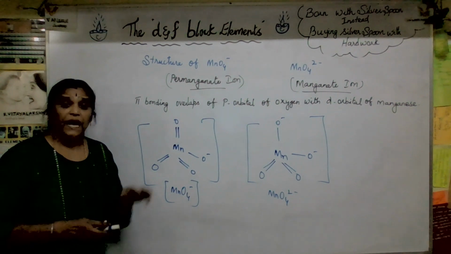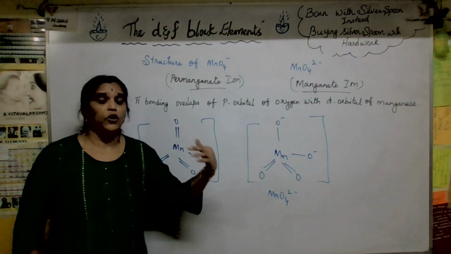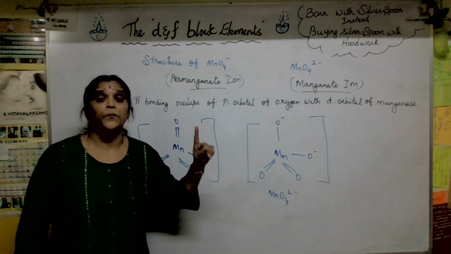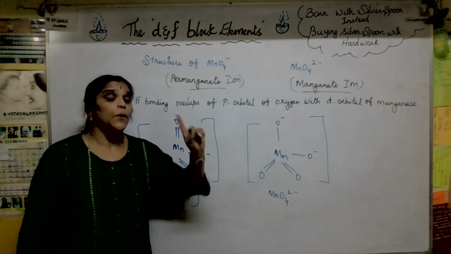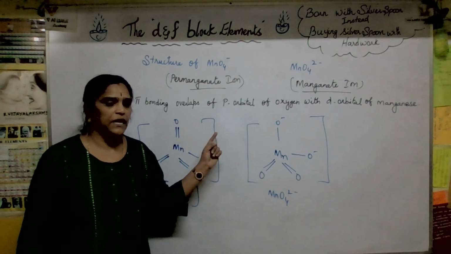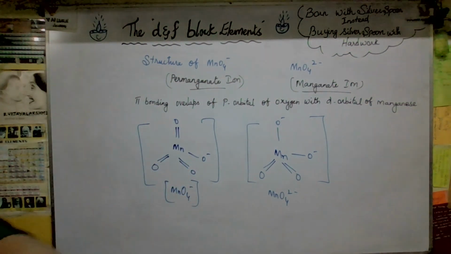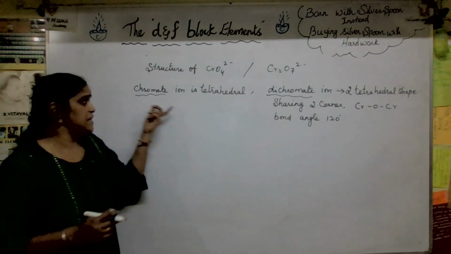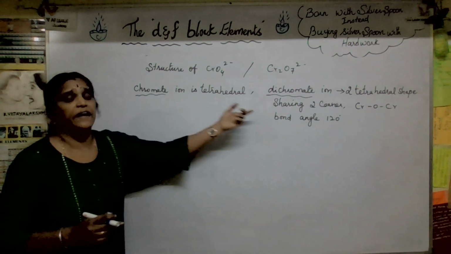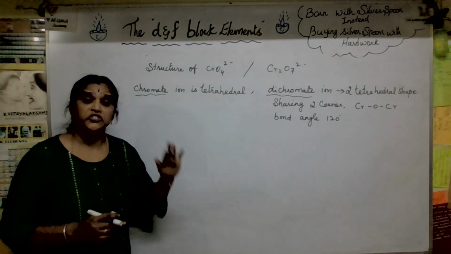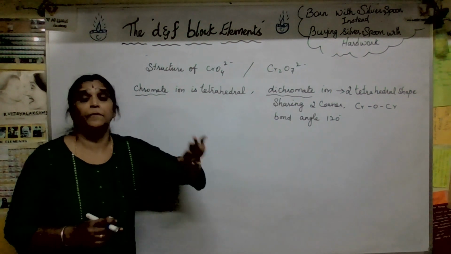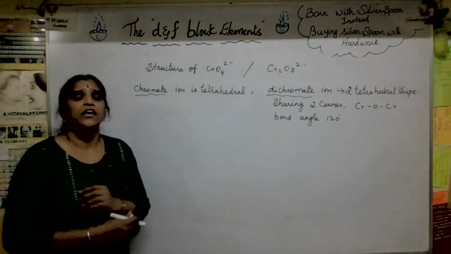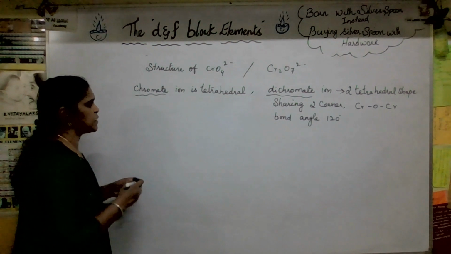Okay, now in our last video we have not done the structure of potassium dichromate. This is potassium permanganate; now the potassium dichromate structure. Let us watch. Now we are going to see the shape of the chromate ion and the dichromate ion. Definitely they will ask the shapes of chromate ion, dichromate ion, permanganate ion, manganate ion. These are all expected questions. That's what I am giving.